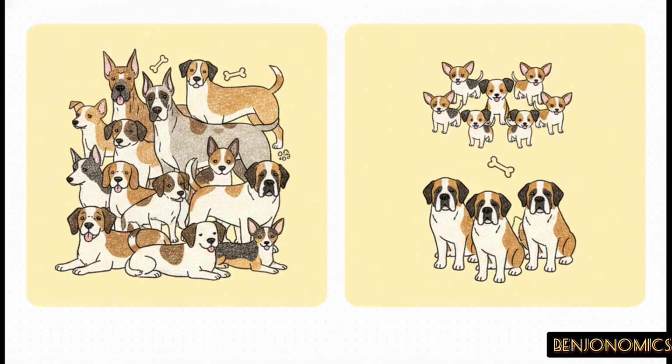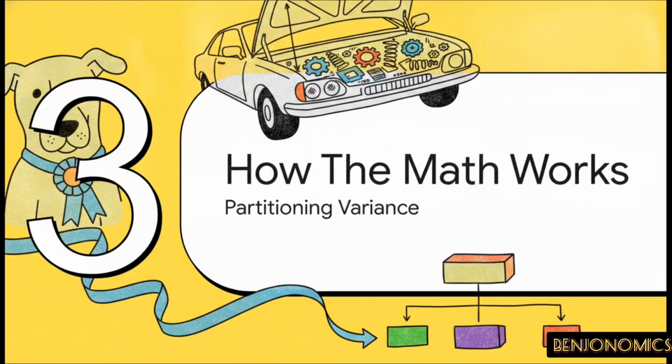But if we group them by breed, say Chihuahuas versus St. Bernards, we get a very good fit. All Chihuahuas are light, and all St. Bernards are heavy. The variance within the Chihuahua group is tiny, and the mean weight is incredibly distinct from the St. Bernard group. A successful grouping minimizes internal variance while proving the groups are fundamentally distinct, and that is exactly what ANOVA is measuring. Which brings us to Section 3, how the math actually works: partitioning variance.